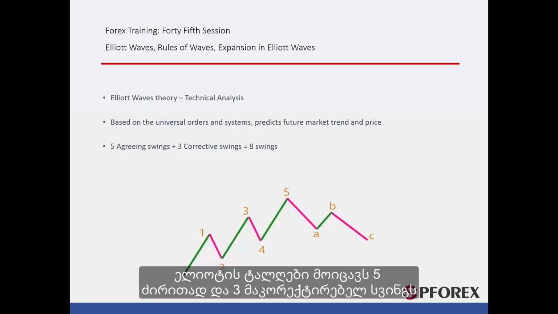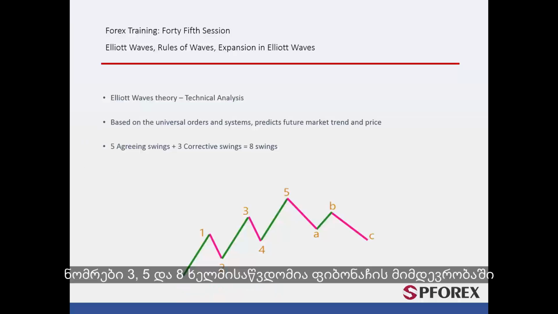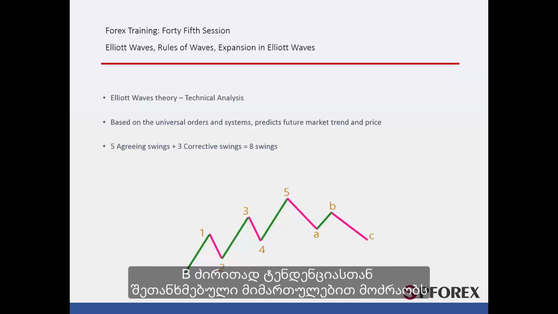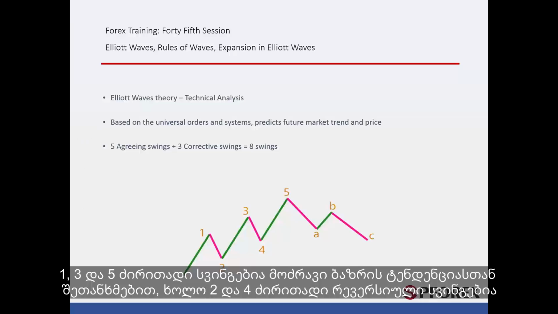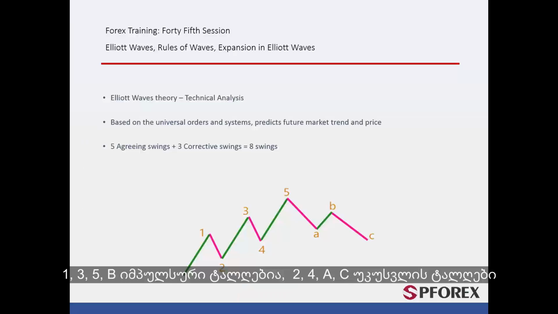Elliott waves includes 5 major and 3 corrective swings. Numbers 3, 5 and 8 are available on Fibonacci sequence. The major swings are 1, 2, 3, 4, 5, while A, B and C are corrective swings, in which B has agreeing direction with the major trend. Numbers 1, 3 and 5 are the major swings with agreeing direction to major trend, while numbers 2 and 4 are reversal major swings. Swings 1, 3, 5 and B are agreeing, and swings 2, 4, A and C are reversal.